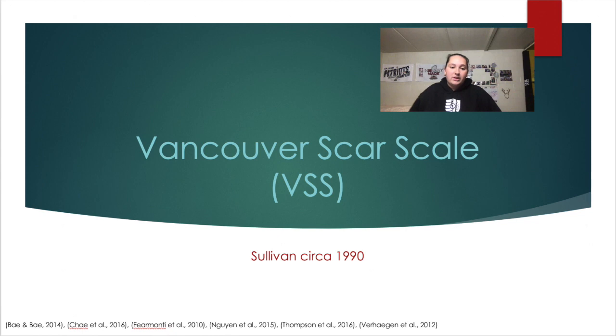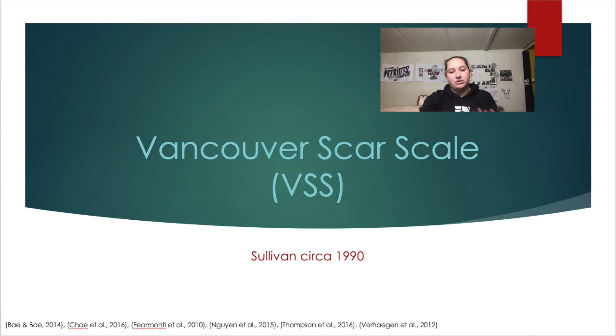So the first that I'm going to take you guys through is the Vancouver Scar Scale. VSS is what they call it. You can see it was developed by a person named Sullivan in 1990. It's also known as the Burn Scar Index. So obviously that means it was developed for burn scars, but it can be used for other scars. It was the first validated scar scale to be adopted into clinical practice for the assessment of burn scars with its original intent, and it's used to document changes in scar appearance.